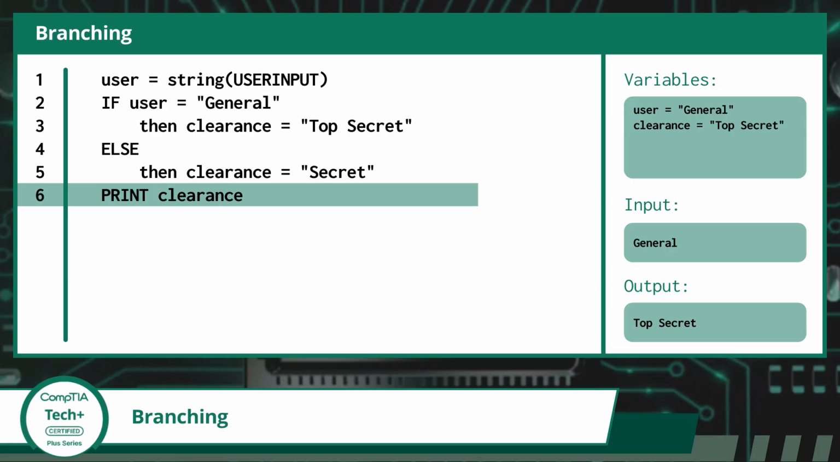Once we have concluded with the branching statement, we pick up on the very next line of code and continue on. As for this last line of code, the program is directed to print, or output the value currently stored within the variable clearance, which happens to be top secret. Great job for making it this far. In the next video, we will build upon this concept and see how we can add additional branches.